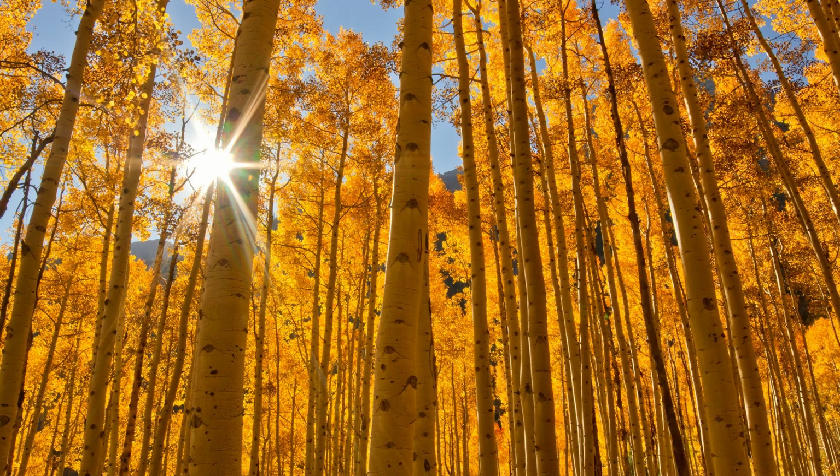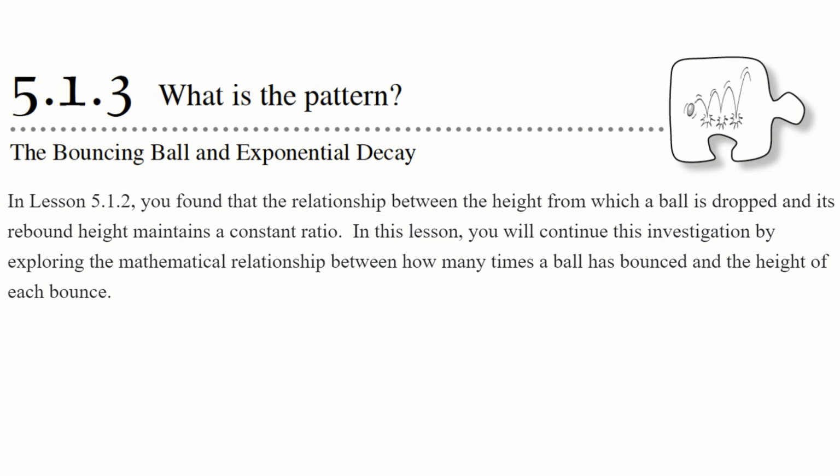So today we are in section 5.1.3, and the title for today's lesson is Go. What is the pattern, the bouncing ball and exponential decay? Yesterday you found the relationship between the height from which a ball is dropped and its rebound height, and we found that it maintains a constant ratio, about 0.6 for each of the heights. In this lesson, you will continue this investigation by exploring the mathematical relationship between how many times the ball has bounced and the height of each bounce. So we're going to look at multiple bounces. You start at this height, and then it has the rebound height, and then again, and again, and again.